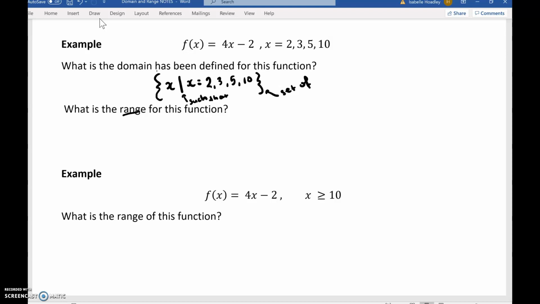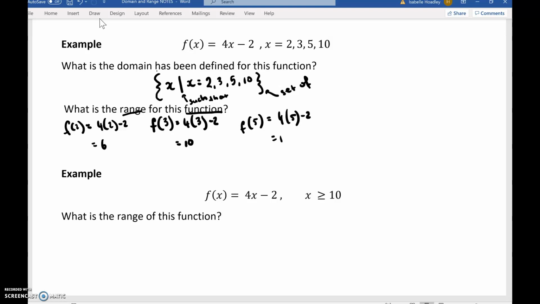Okay, now the next thing is we want to work out the range for this function. We need to work out what each value is equal to at that particular point. So f of 2 is 4 times 2 minus 2, that's 8 minus 2, 6. We would have f of 3, that's 4 times 3 minus 2, which is 10. f of 5, that's 4 times 5 minus 2, 18. And f of 10, 4 times 10 minus 2, 38.